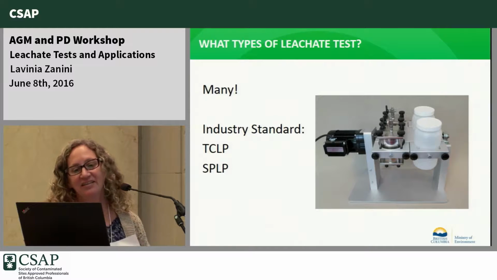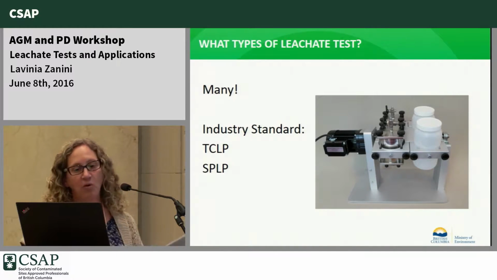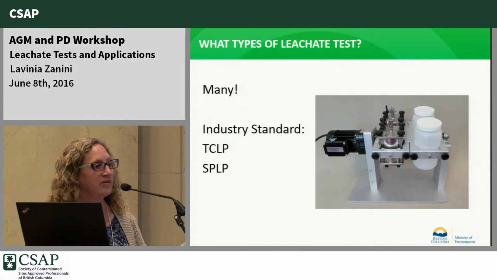So the metal contraption you see beside those jars is a zero-head extractor, and that allows you to do this leachate test for volatile organics like BTEX.